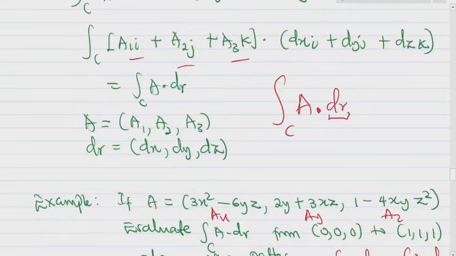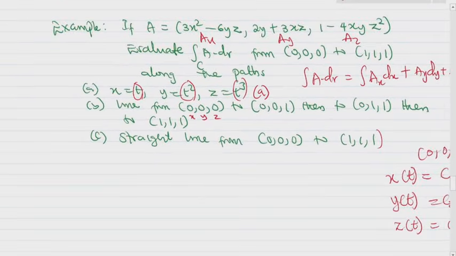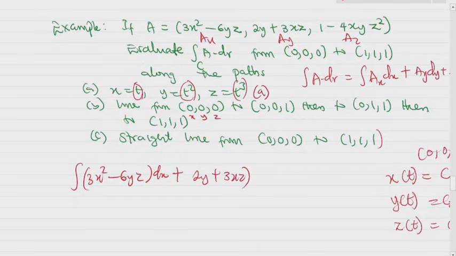Integral of 3x squared minus 6yz dx, and then plus 2y plus 3xz dy, and then plus the last term also dz. What you want to do is, I want you to get that you just want to make everything to be in the same variable. That's your point. That's what you want to do.